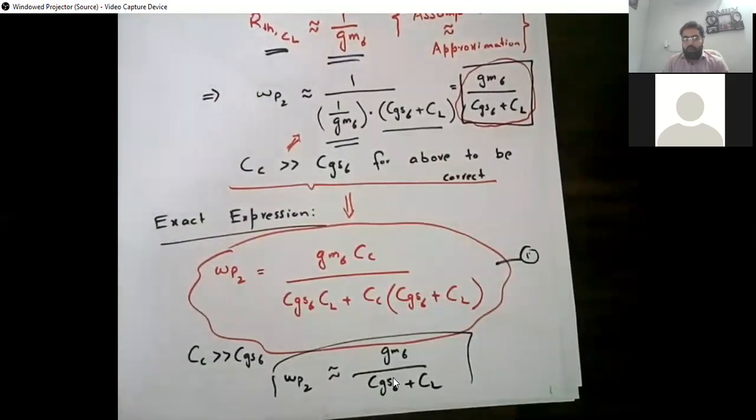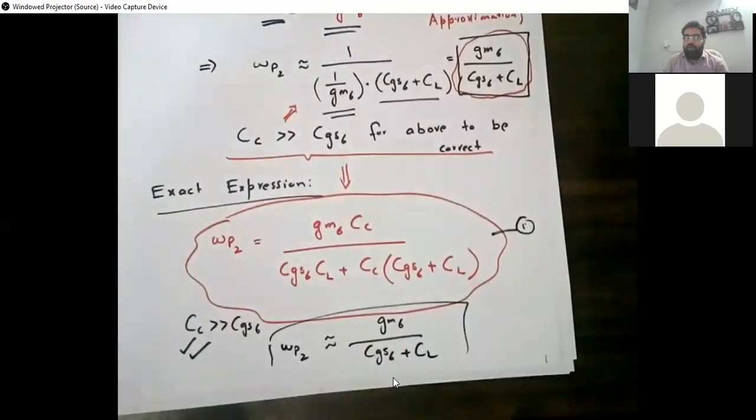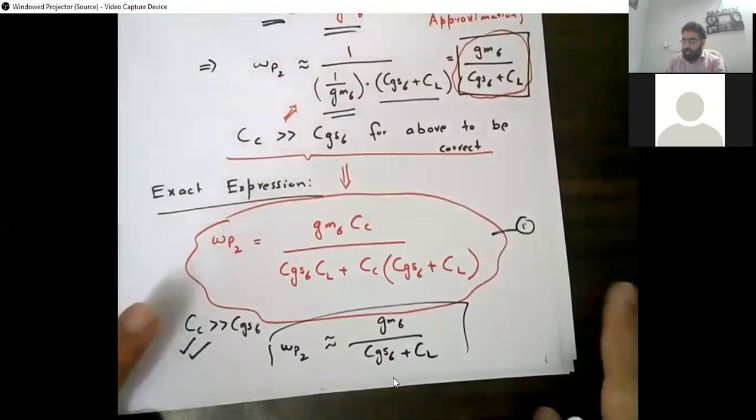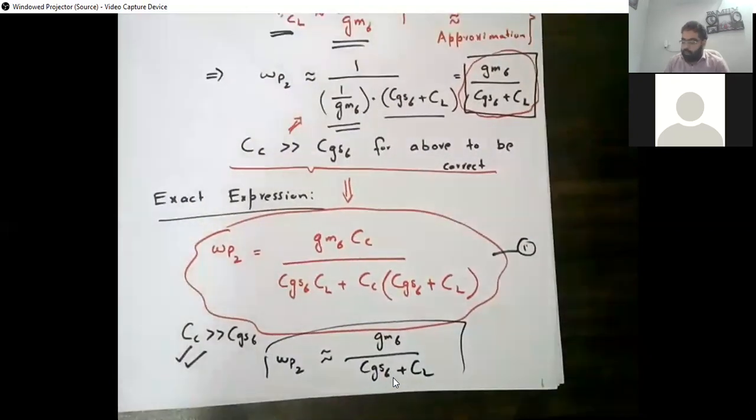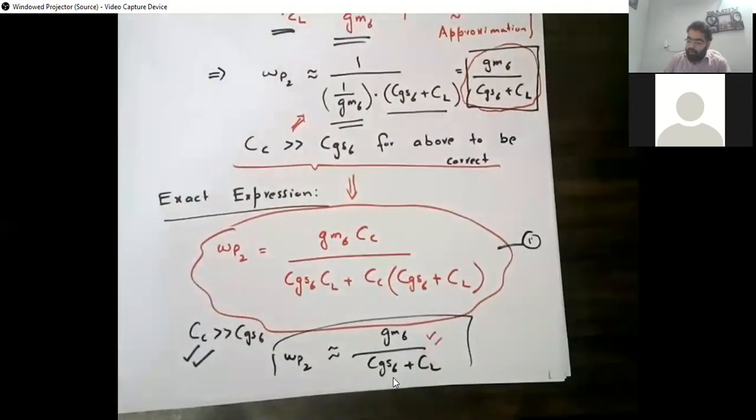So CGS6 normally is going to be in the femtofarad range. CC, anything in the picofarad range, is going to fulfill this condition. So as a designer, if we place anything in the picofarad range, then we can ensure that omega P2 is going to be more to the right on the omega axis, and the expression will be approximately equal to GM6 divided by CGS6 plus CL. As a designer, we don't want an accurate expression.